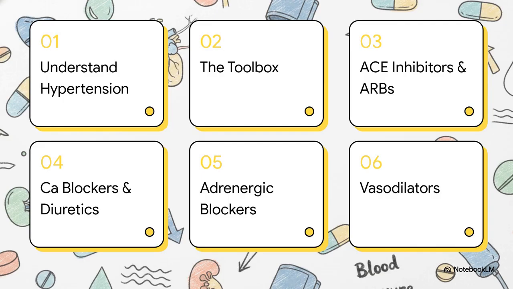Here is our explainer roadmap for today. We'll start with understanding hypertension, then open up the anti-hypertensive toolbox. After that, we'll walk through the major drug classes: ACE inhibitors and ARBs, calcium blockers and diuretics, adrenergic and ganglion blockers, and we will wrap it all up with vasodilators and next steps.